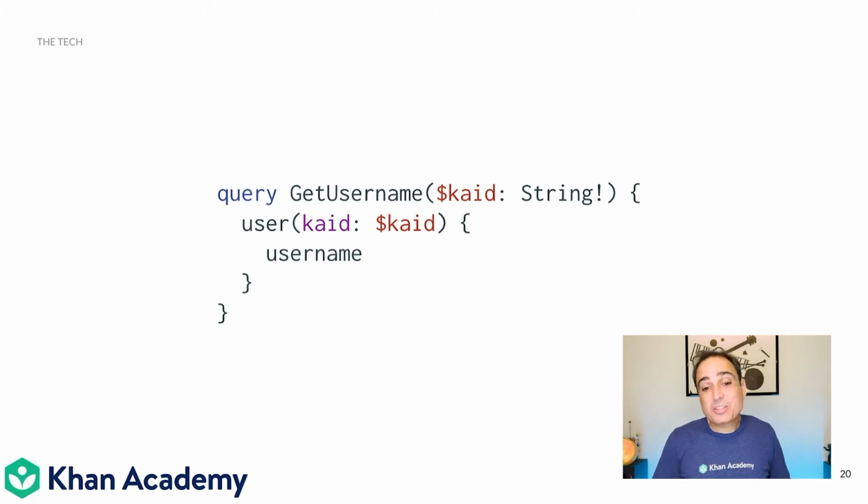Okay, and this is what a client-side query will look like. So it says query, you can name the query, you can pass in parameters to the query, and then you define what parts of the schema you want to pull out. So in this case, it's saying, hey, I want a user, and here is the KAID of that user, and you can specify exactly which pieces of data you want, so you're not going to overfetch. In this case, it's just saying, just give me the username, that's all I'm interested in.